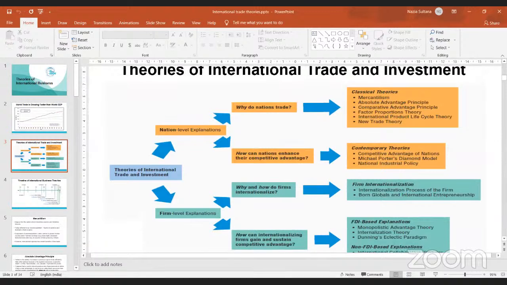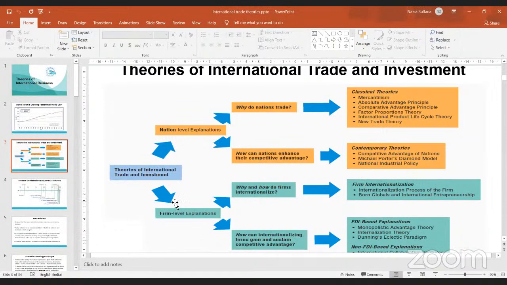You have theories where explanations are given at the national level, and then explanations which are given at the firm level. So when you say theories of international trade, the theory is explained to you at the national level and then at the firm level. At the national level, we are talking about why the countries of the world actually trade. Then how can nations enhance their competitive advantage?